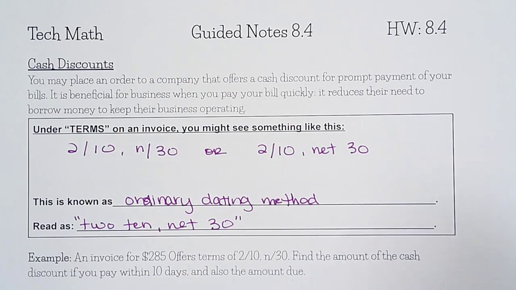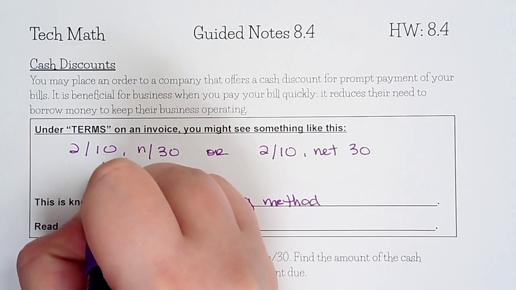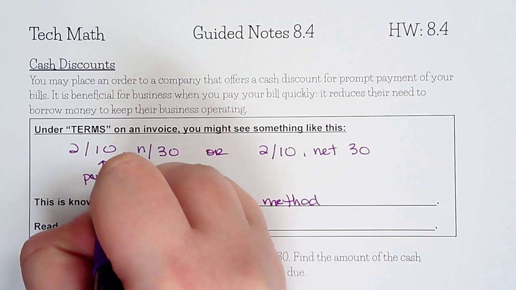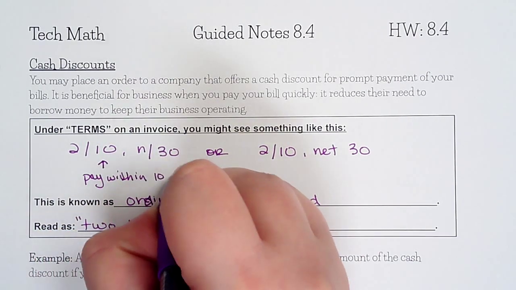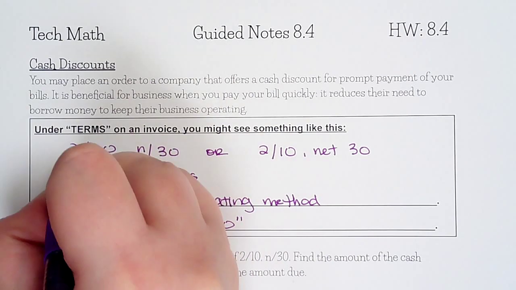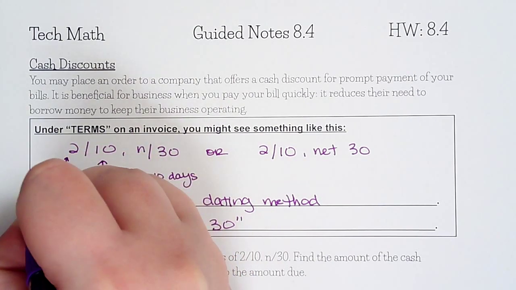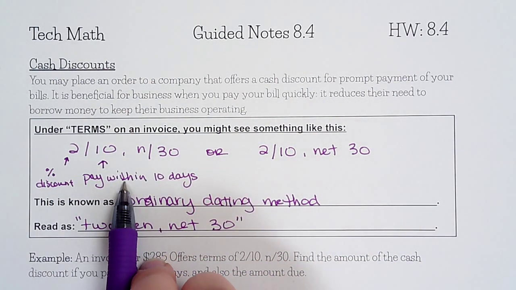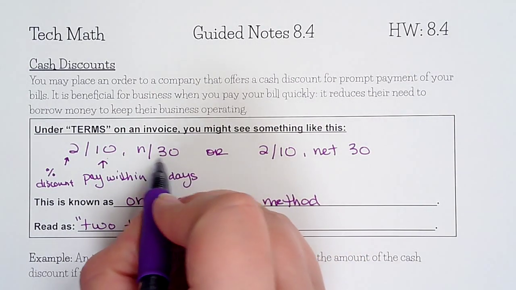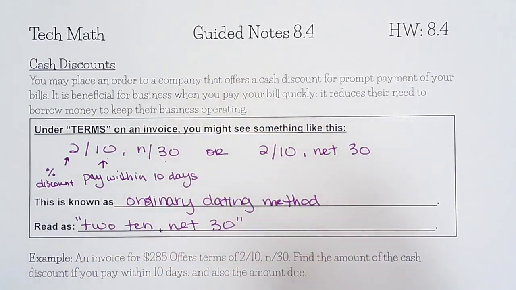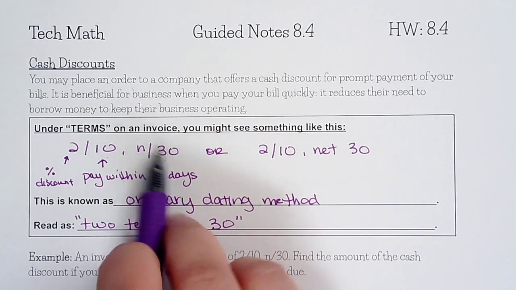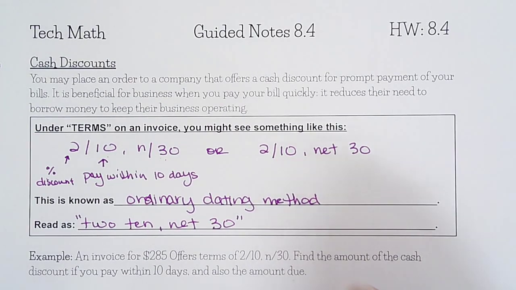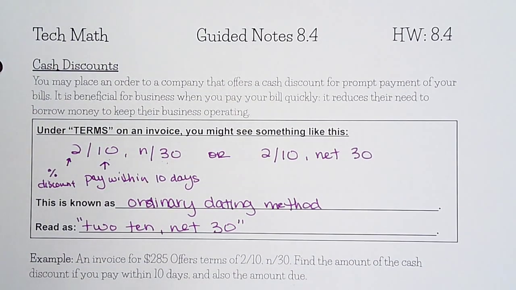And essentially, what this says is that if you pay within 10 days, you get a certain discount. So pay within 10 days, and if you do that, you get a 2% discount. Now, if you don't pay within 10 days, you must pay the net payment within 30 days. After the 30 days, you're going to be charged a late fee, or there will be other consequences depending on what the business determines. Usually it's a late fee. So this is known as ordinary dating.